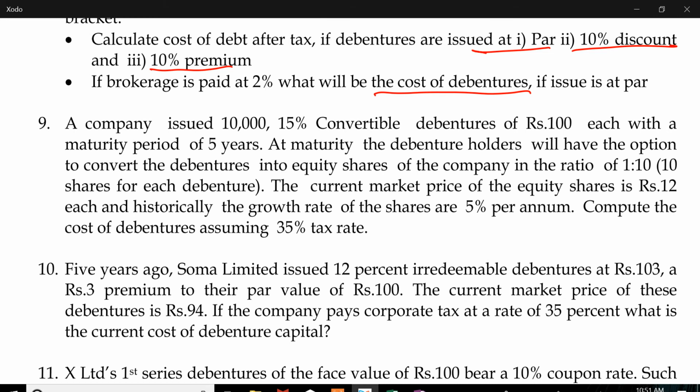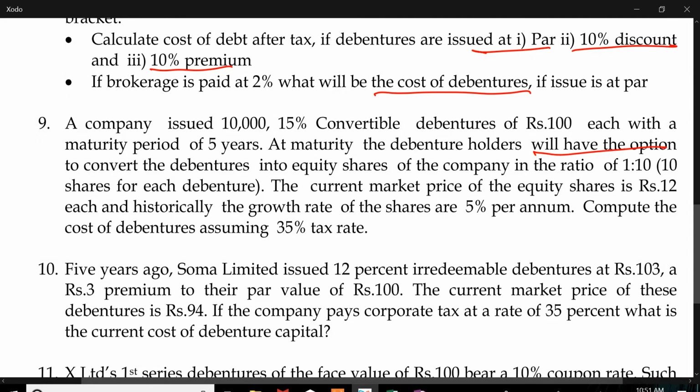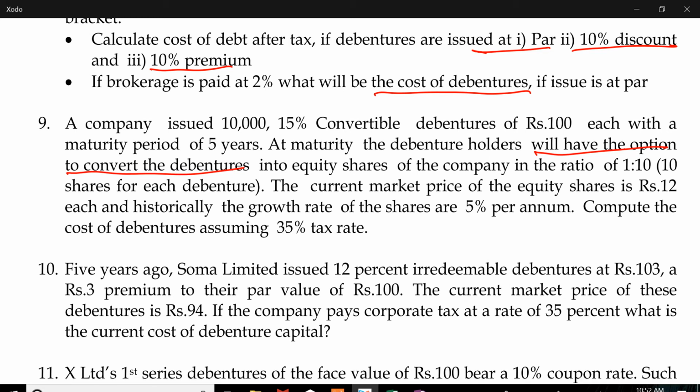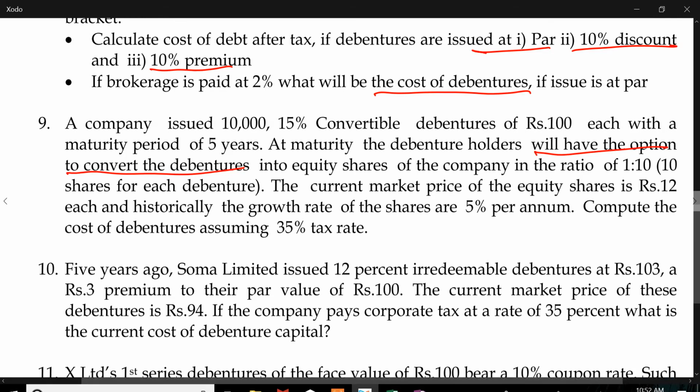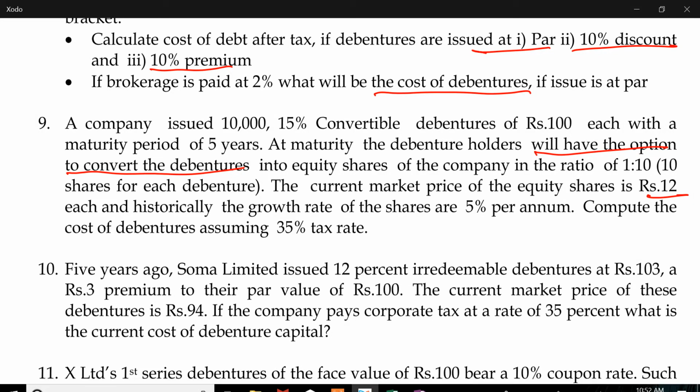At maturity, they will have the option to convert the debentures into equity shares in the ratio of 1:10. So I'm going to issue some convertible debentures where I have an option of converting them, but the ratio is 1 debenture will give me 10 shares. It's an option available at my hand. The current market price of the equity share is 12, and historically the growth rate of the shares is 5% per annum. Compute the cost of debentures assuming 35% tax rate.